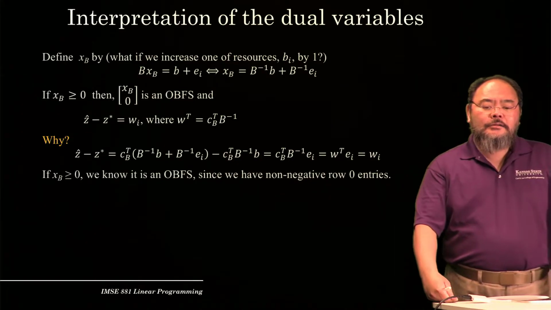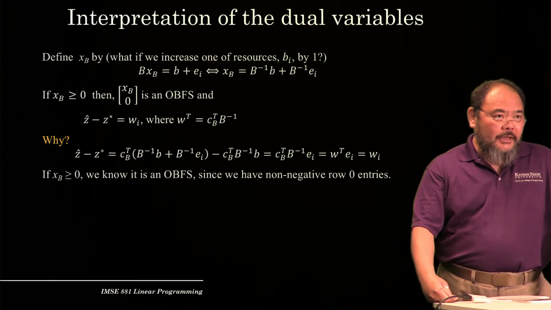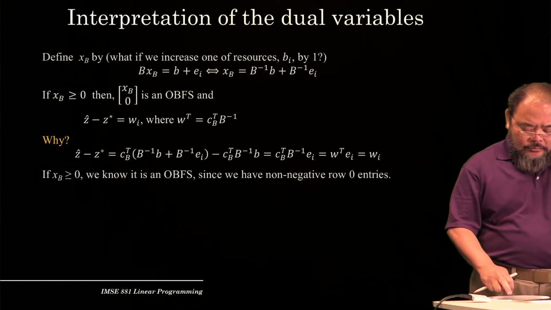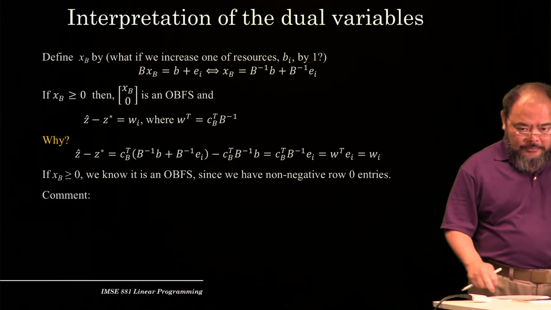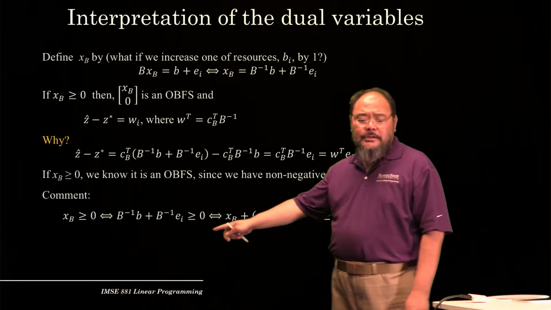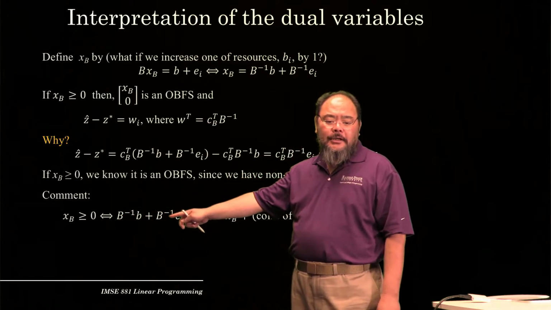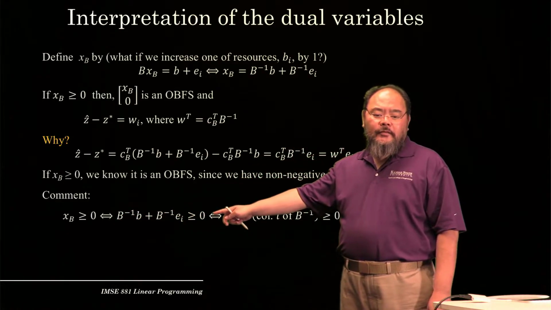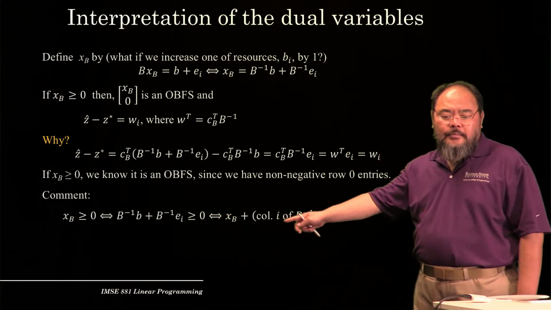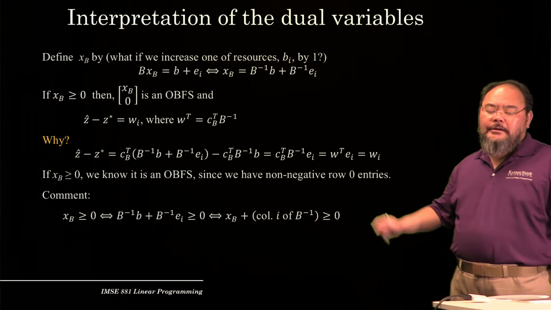If X_B has to be non-negative, we know that currently it is an optimal basic feasible solution, since we have no negative row 0 entry, which is currently optimal. Therefore, let's look at this result. Since X_B has to be non-negative, that means B inverse times b plus B inverse times e_i has to be non-negative, and therefore X_B plus the column i of the B inverse matrix has to be non-negative.